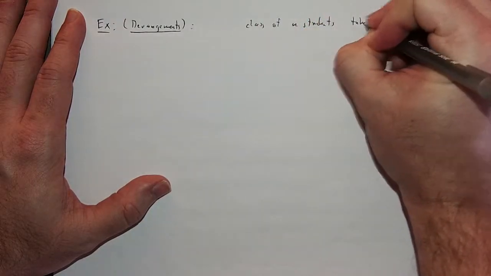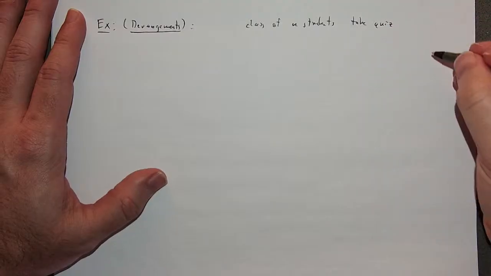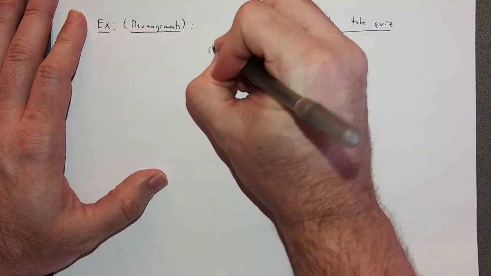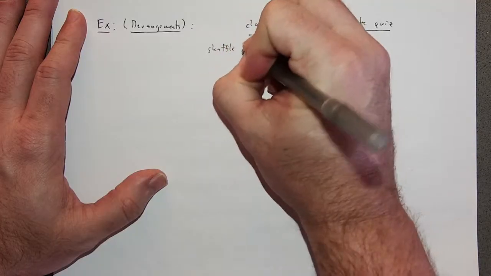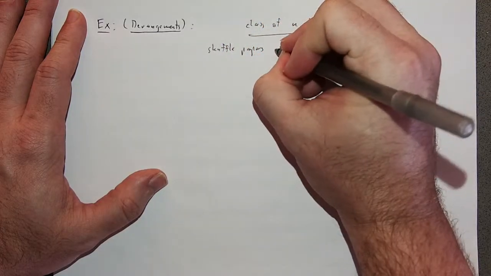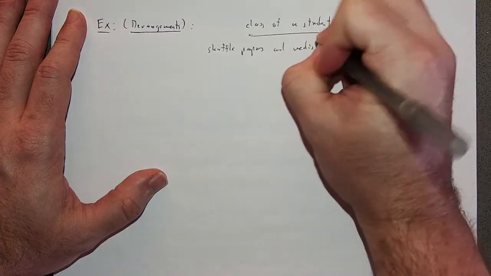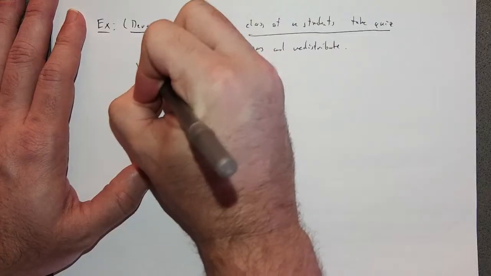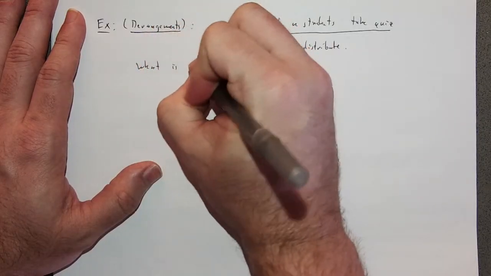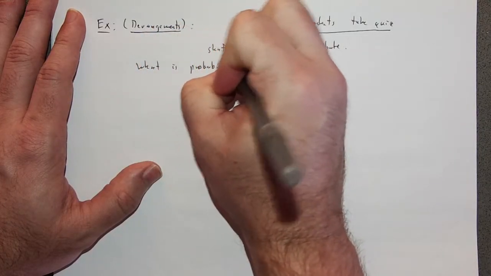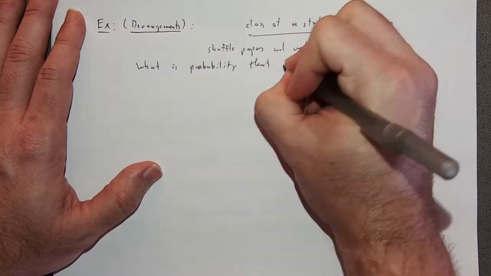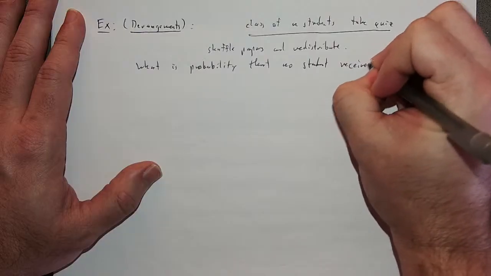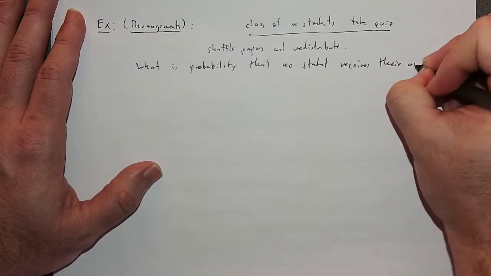So class of n students, take quiz, shuffle papers, and redistribute. What is the probability that no student receives their own paper?